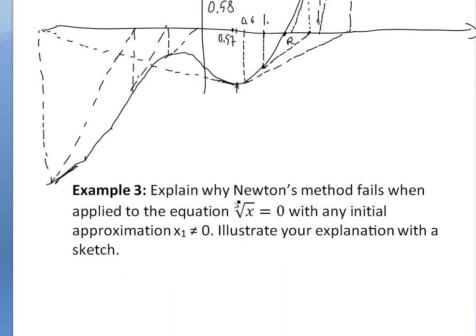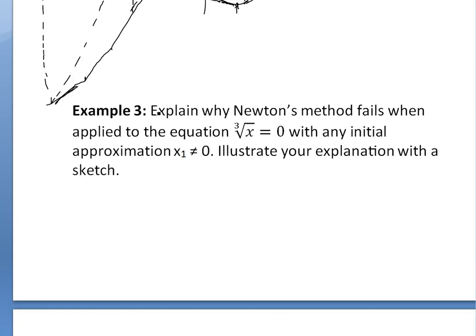Hopefully you learned from that one. Now let's look at example 3 here. Example 3 basically states, so I'll explain why Newton's method fails when you apply it to this equation to solve for the root here with any initial approximation x1 not equal to 0. Illustrate, because if you put 0 in, that's the root here. We're just trying to see if we can get the root by approximating. Illustrate your explanation with a sketch.